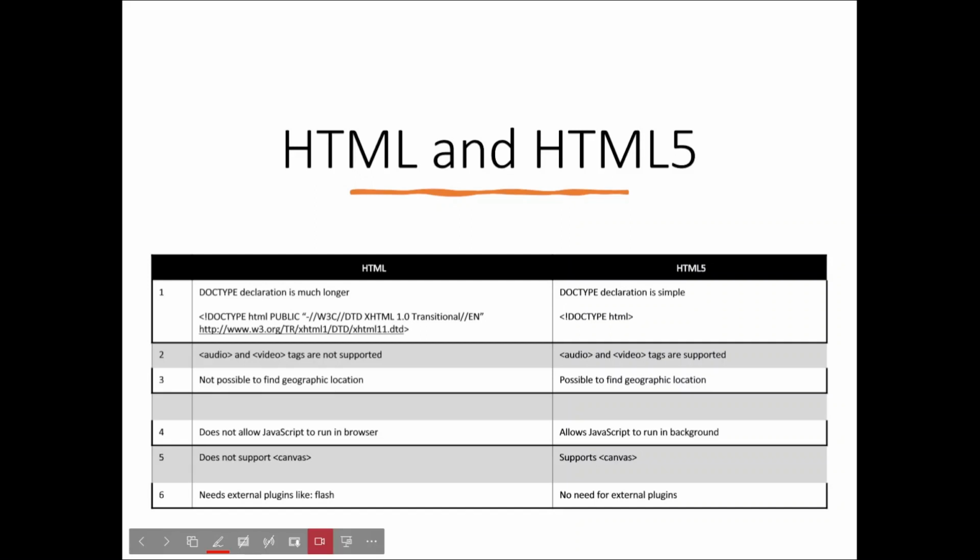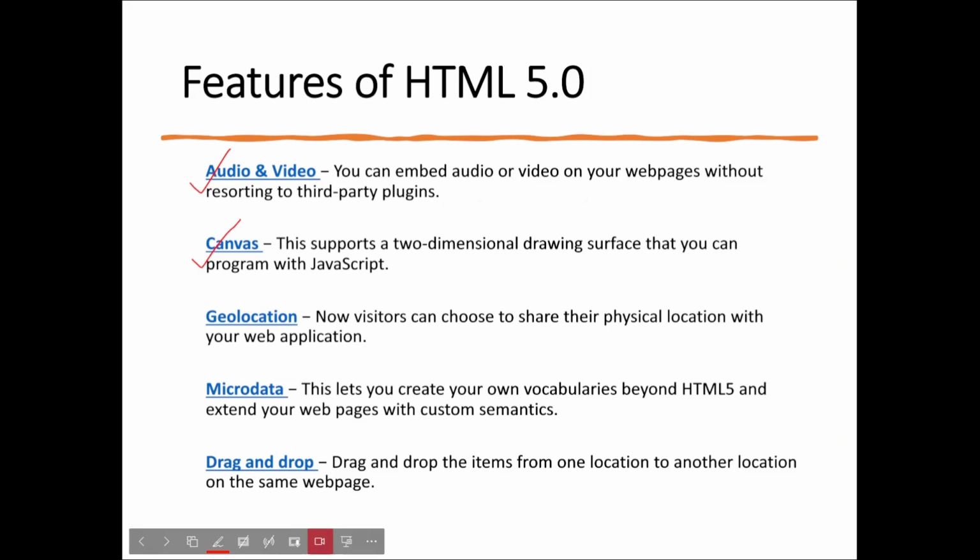Right, now these are the features which are specific to HTML5 only. Earlier versions do not support them. I'll repeat: audio and video can be done. Canvas can be done. Canvas is a two-dimensional surface provided to you where you can draw your own things, and that can be done by using JavaScript. Next is geographical location: sharing your physical location in your web application can be easily done in HTML5, which was not there earlier. Microdata, like your own customized semantics, can be created here.